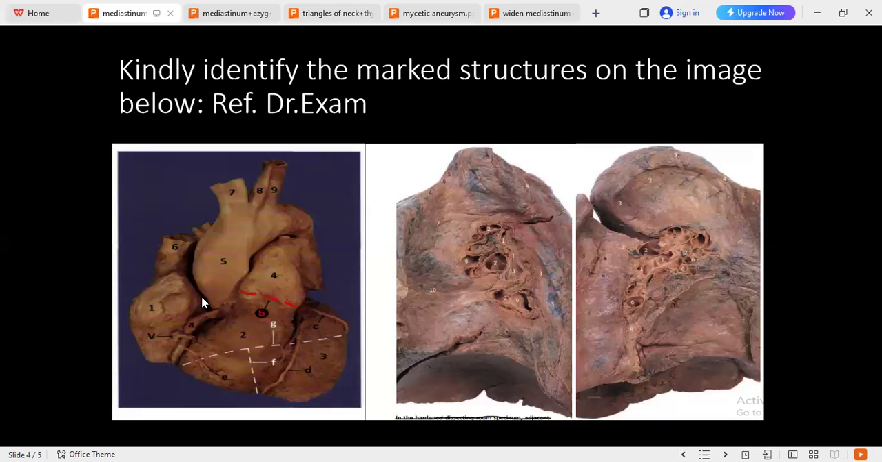Okay, then you have to tell me what are the structures at risk if you damage the pericardium during pericardiocentesis, or what are the structures which can get damaged when you're doing pericardiocentesis? The vessels, great coronary artery, interventricular groove, the muscle.